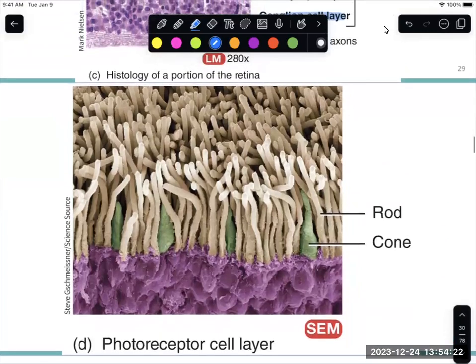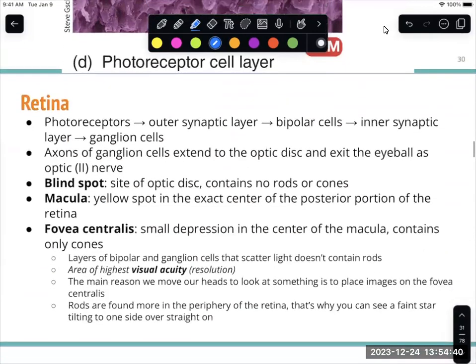Here, we can see it in an electron micrograph. So you see all these rods in white, those cones in green. Knowing my shapes today seems not to be working. I'm trying my best. So this shows the layers and how everything passes through the retina: photoreceptors, outer synaptic layer, bipolar cells, inner synaptic layer, and ganglion cells. Those ganglion cells form that optic nerve.